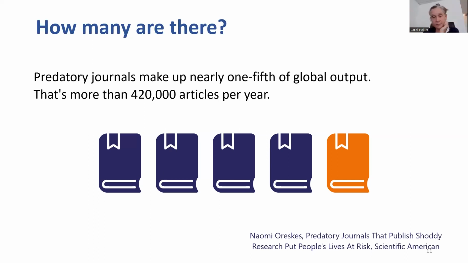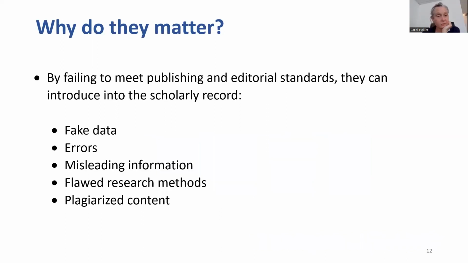communications world today. So why does this matter? There's a number of reasons why it matters. By failing to meet the publishing and editorial standards that they say that they're meeting, predatory journals can introduce into the scholarly record things like faked data, errors, misleading information, flawed research methods, and plagiarized content. So there's all this stuff seeping into the scholarly record.